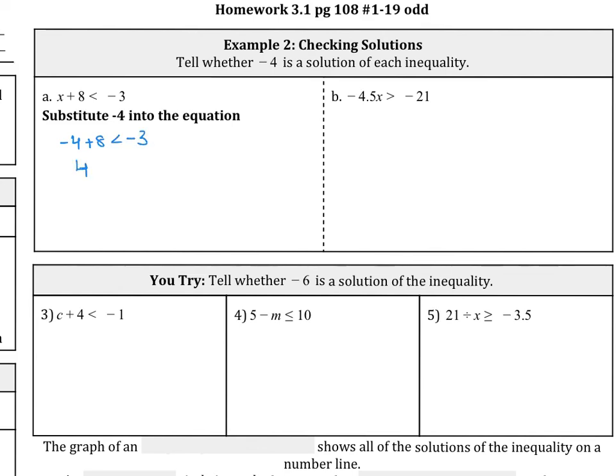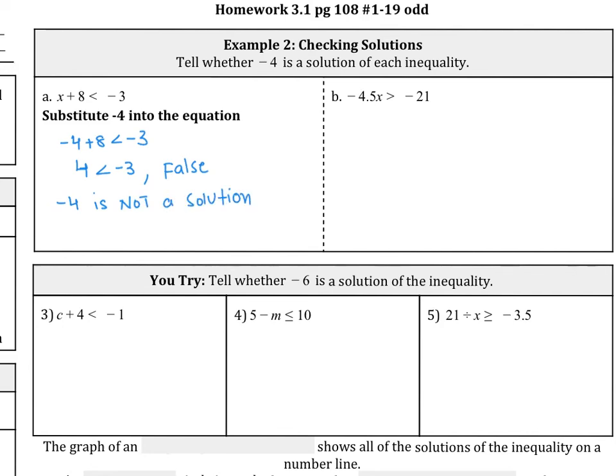So this is 4 less than negative 3. So 4 cannot be less than negative 3, so this is going to be false. And we say that negative 4 is not a solution.